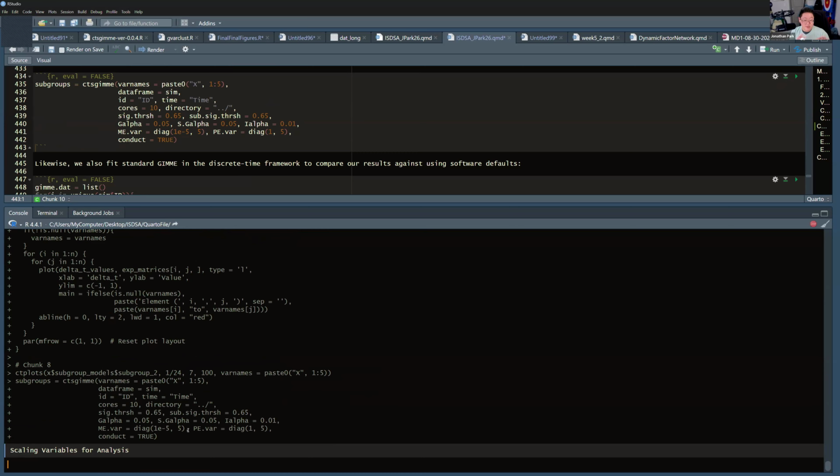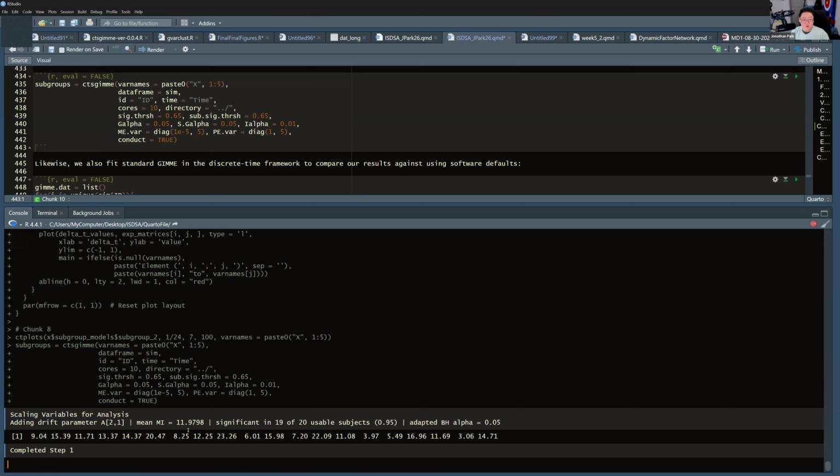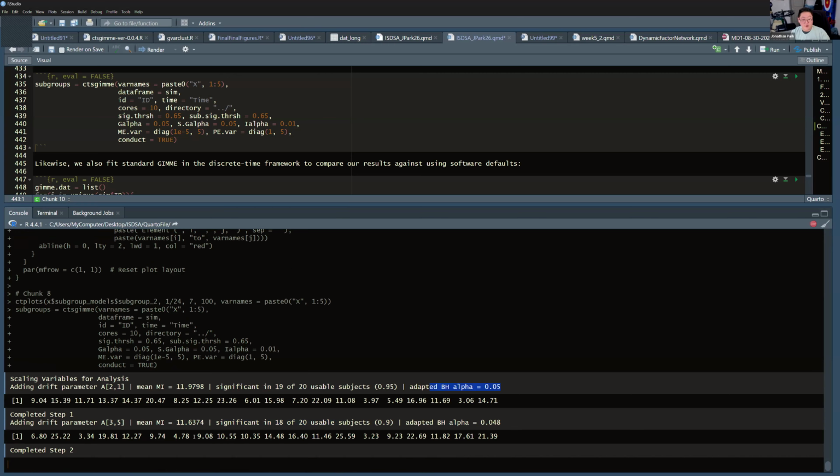It's going to scale the variables for the subjects if you choose to have that done. And what we see is it's going to tell you which variable was added. It will tell you the average modification index, whether it was significant for a certain proportion of individuals, and what the Benjamini-Hochberg alpha correction is. And then this is the printout of all of the individual modification indices. So then you can see who did like this parameter, who did not like this parameter.